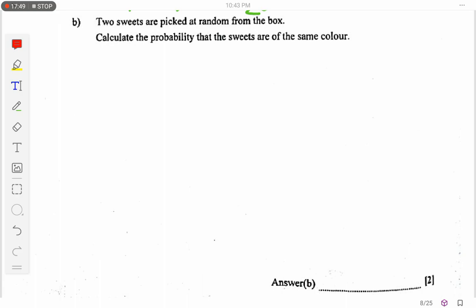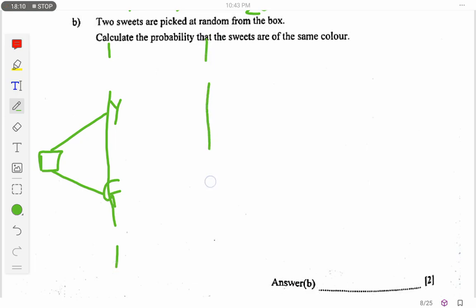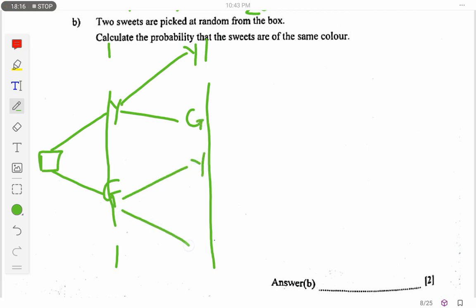Okay, next question is asking us 2 sweets are picked at random from the box. So basically I can even draw a tree diagram because we have 2 sweets being picked. So this is my box there, and I can have my first pick there. I have my yellow, I have my green. This is the first pick here. Then my second pick is this one. So I have yellow, I also have green. I have yellow, I also have green.